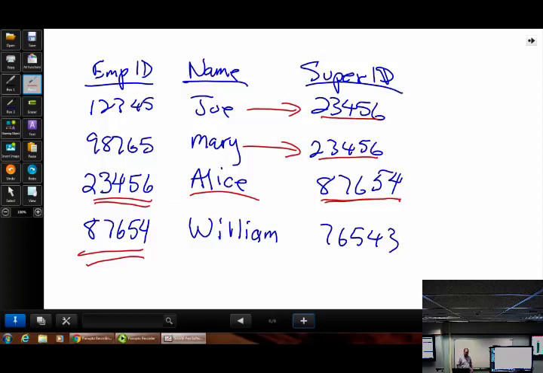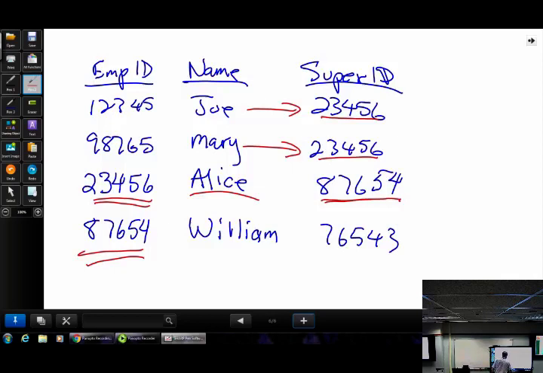I will tell you, it does take a little practice getting used to the crow's foot notation. Let me go back to that slide. Oh, there it is. This here. Become familiar with this.